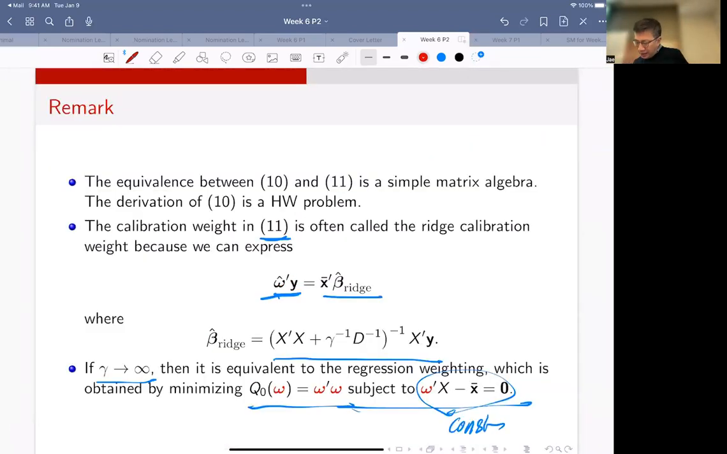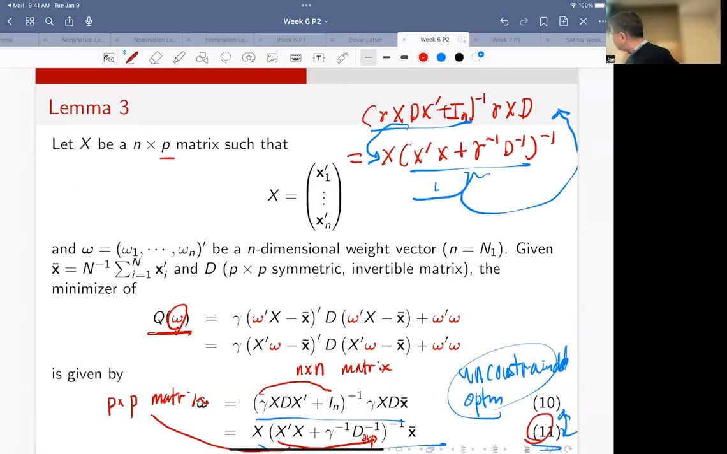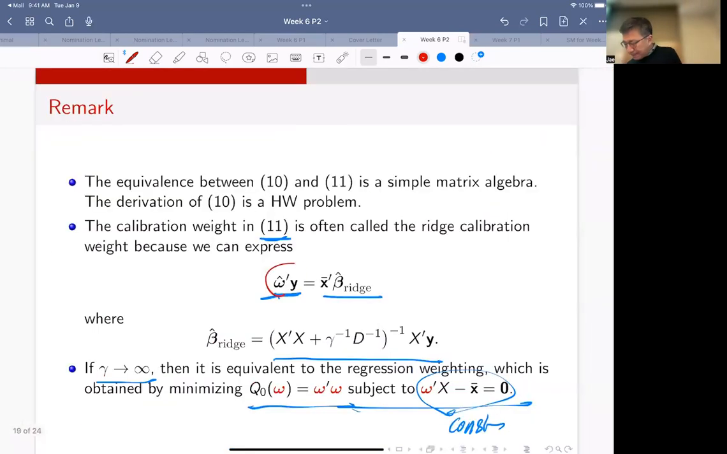Okay, and then once you use this formula, right? Once you plug into this formula and apply it to your weight, then you can write it as something like this. And the interesting part of this is that if you set gamma to infinity, then it's just reduced to the regression weighting, right? Regression weighting, which is obtained by minimizing this one subject to the constraint.